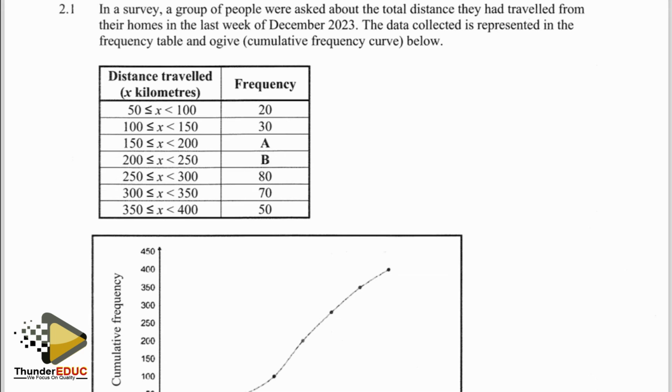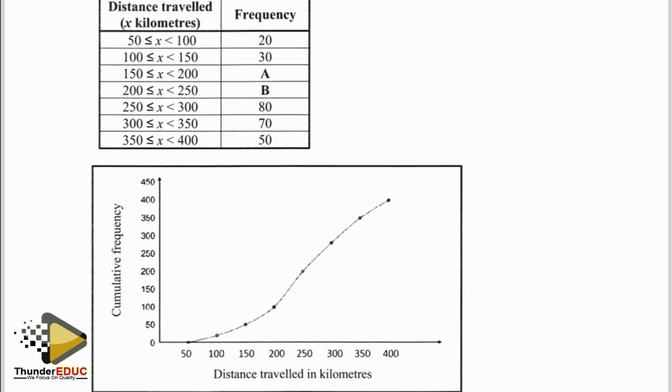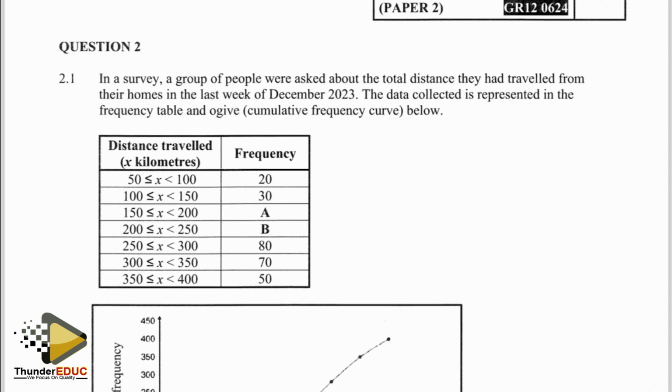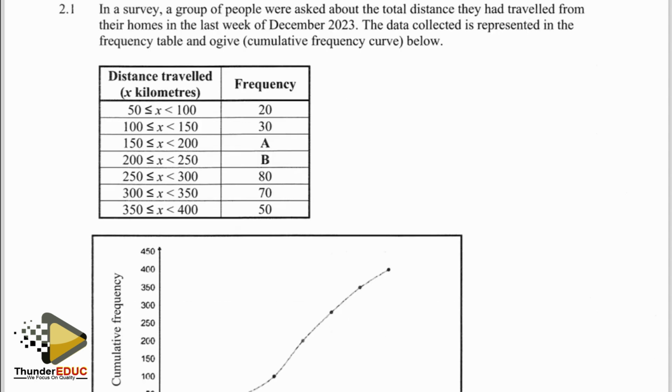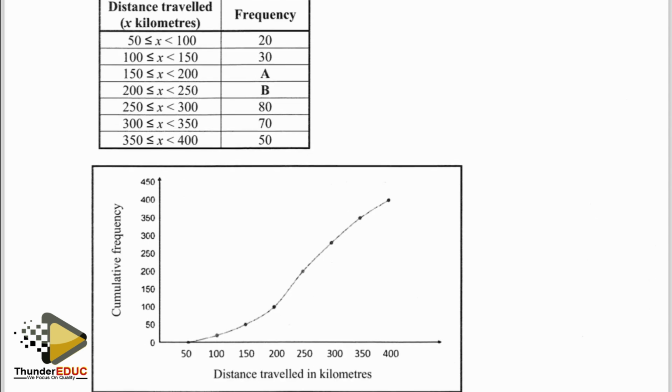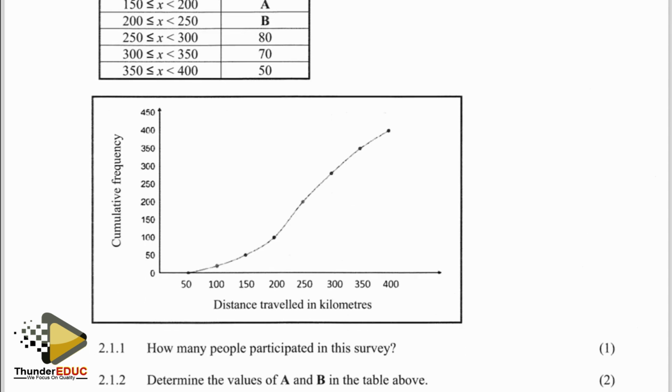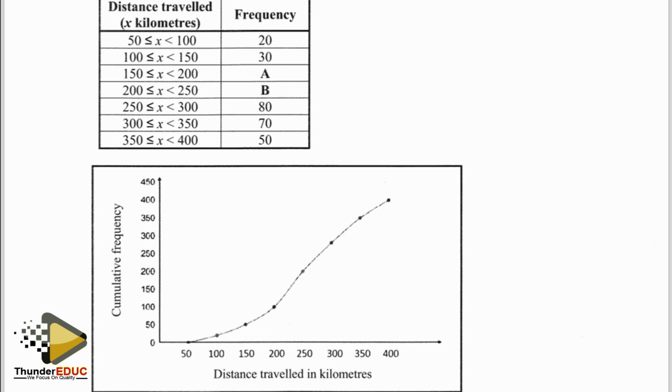Question number 2 is fine. It's not that clear, but I'll deal with it. Okay. So in the survey group of people, we asked about the total distance they traveled from their homes in the last week of December of 2023. Data collected is represented in the table. Okay, there we go. And then the question 2.1.1.